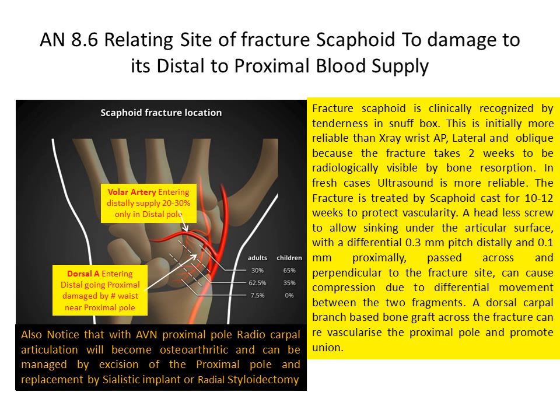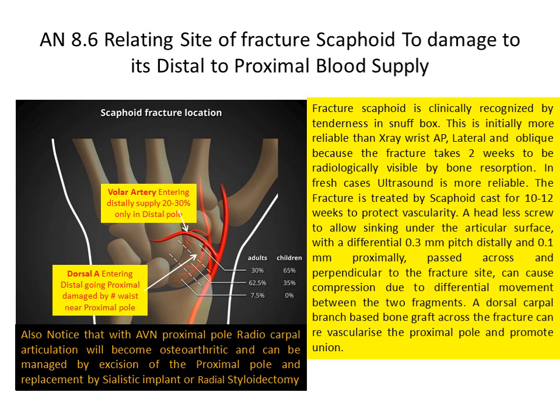The dorsal carpal branch based bone graft across the fracture may revascularize the proximal pole and may promote union. Now you notice that the volar artery which is entering distally is supplying only 20 to 30% and only in the distal pole. The dorsal artery, which is a branch of the dorsal carpal branch of the radial, is entering from the distal pole and going through the waist right into the proximal pole.